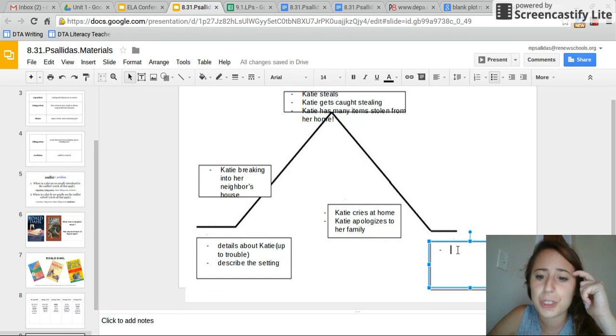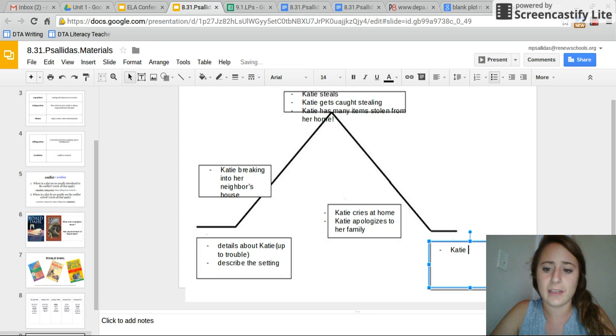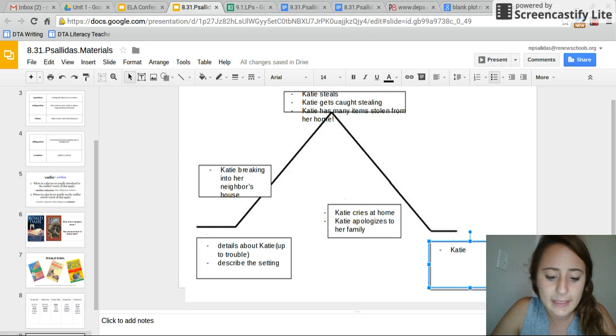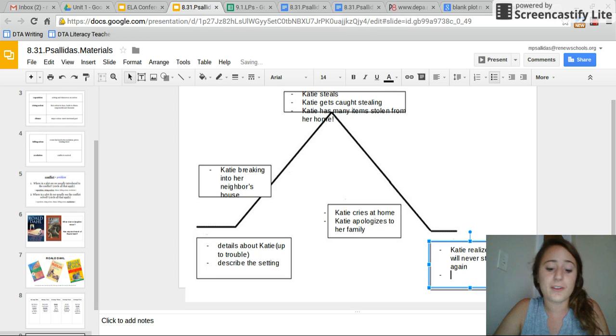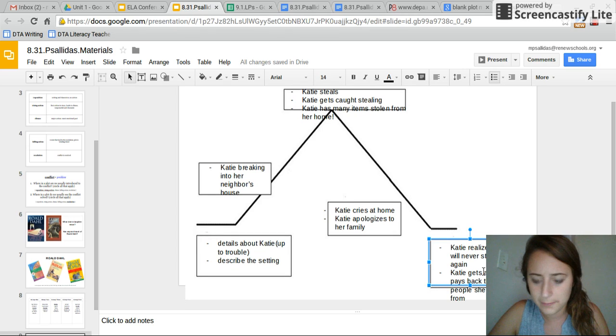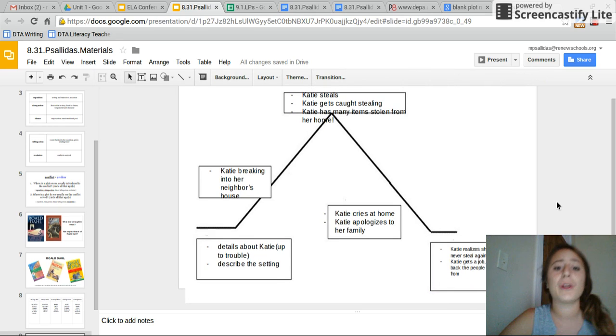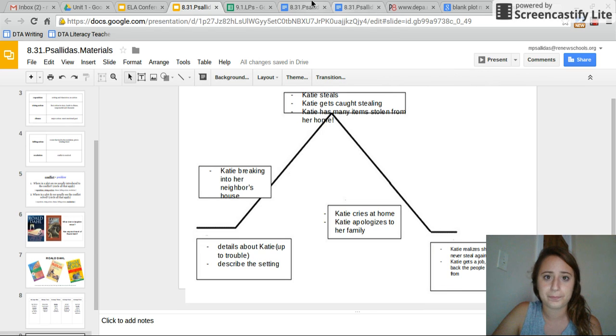And then our resolution is where we really see it all tied together at the end and get it solved. I'm using the word Katie here, but I will say I in the story. Katie realizes she will never steal again. And then maybe even over time, I'll show Katie gets a job and pays back the people she stole from. I know you can't see it, sorry, I'm writing that in right here. So this is what my plot mountain brainstorm looks like. Make sure that yours is similar, but with creative ideas about what you want your story to be about.